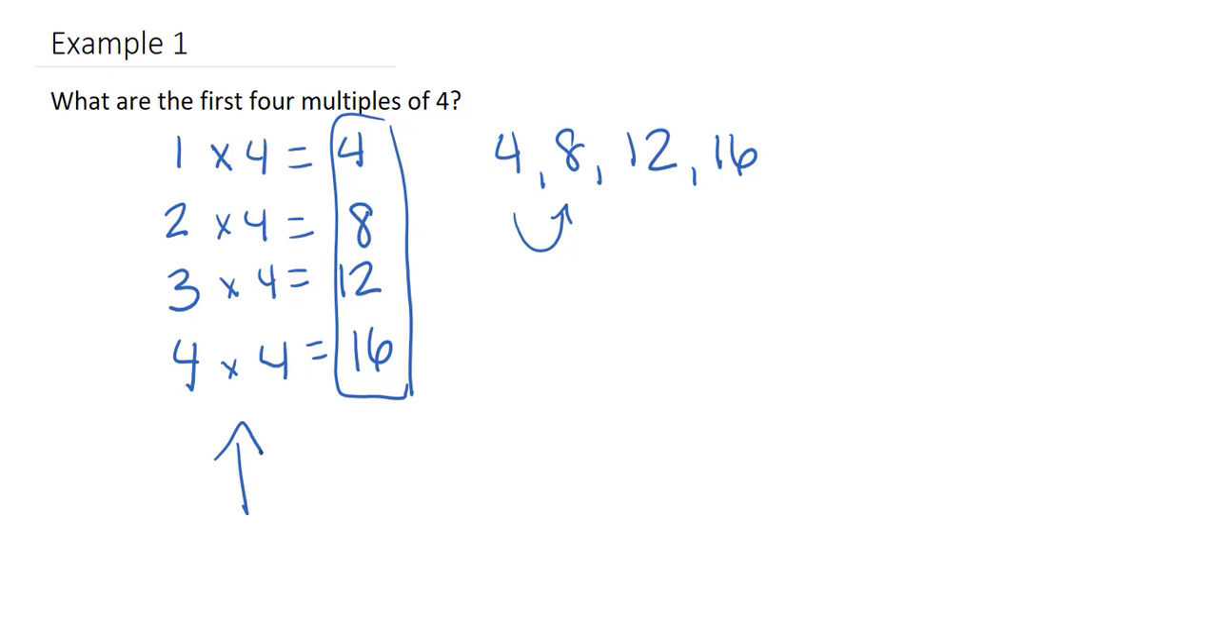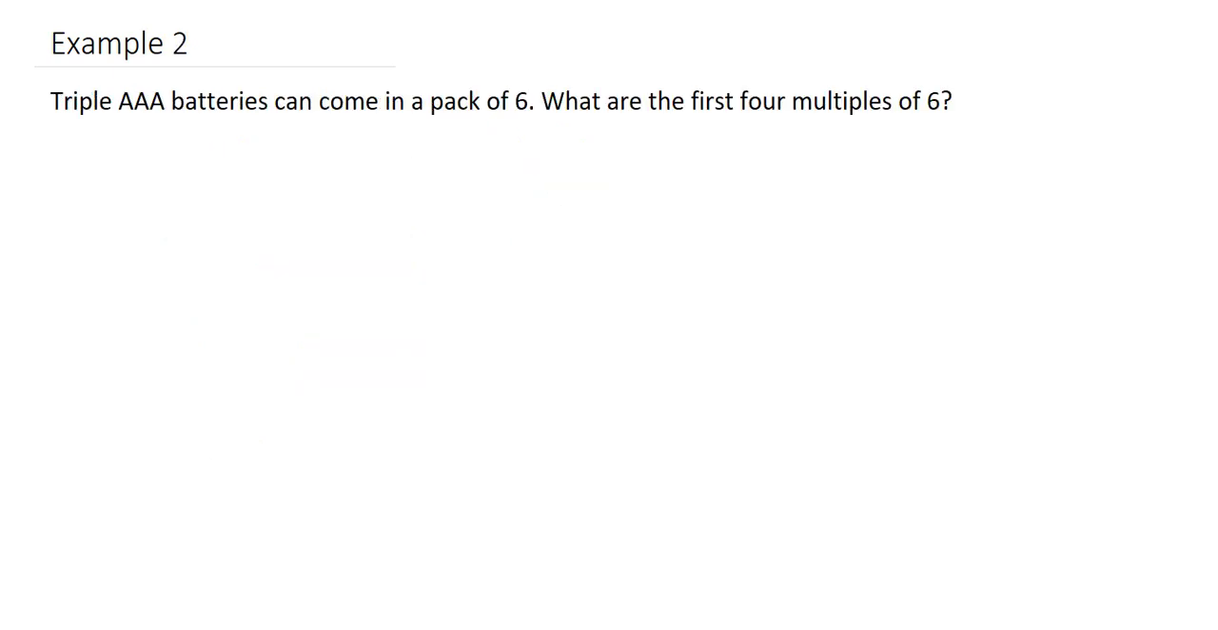Now let's look at another example. Example 2. AAA batteries can come in a pack of 6. What are the first 4 multiples of 6? So now we're looking at the number 6 and the multiples of it. So we have 1, 2, 3, 4. But this time we're multiplying it by 6 for each one.